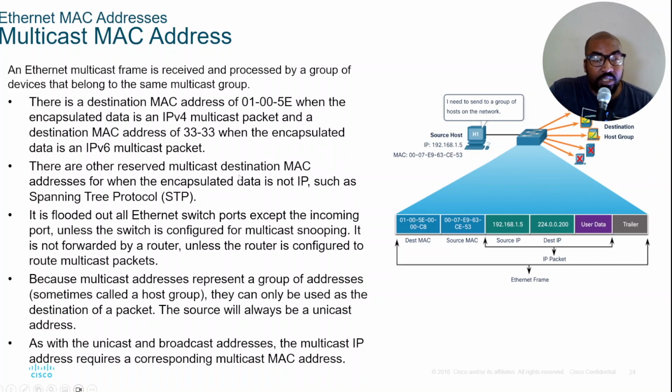There are other reserved multicast destination MAC addresses for when the encapsulated data is not IP, such as spanning tree protocol. It is flooded out to all Ethernet switch ports except the incoming port unless the switch is configured for multicast snooping. Because multicast addressing represents a group of addresses, sometimes called a host group, it can only be used as the destination of a packet. The source will always be a unicast address, so it will always be between you and that one other.